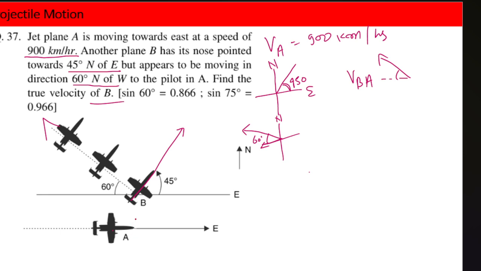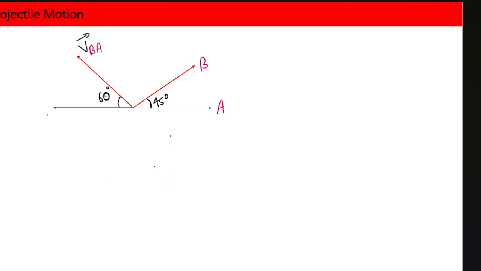So you can solve it in two ways. I mean, one you can use purely vector. As you see here, what did we have? A is going in this direction with 900 kilometer per hour speed, and then there was B in this direction. So this is the direction of velocity of B with respect to ground. This is the direction of velocity of A with respect to ground, right? But to the observer in A, velocity of B is in this direction, and so this direction is velocity of B with respect to A.